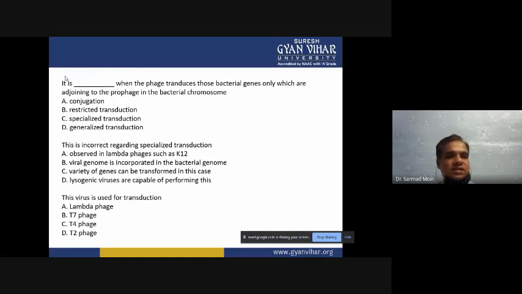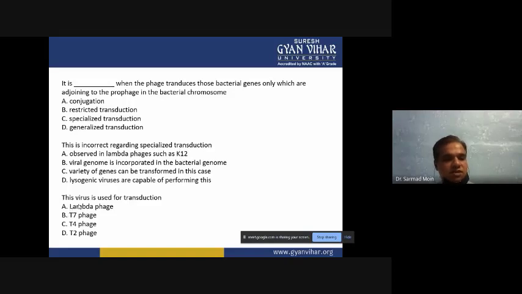The next question: when the phage introduces only those bacterial genes which are adjoining to the bacteriophage in the bacterial chromosome, what type of mechanism is it? Conjugation, restricted transduction, specialized transduction, or generalized transduction. What type of transduction is it? Then the next question: which of these is incorrect regarding specialized transduction? You have to choose the one option which is not about specialized transduction.